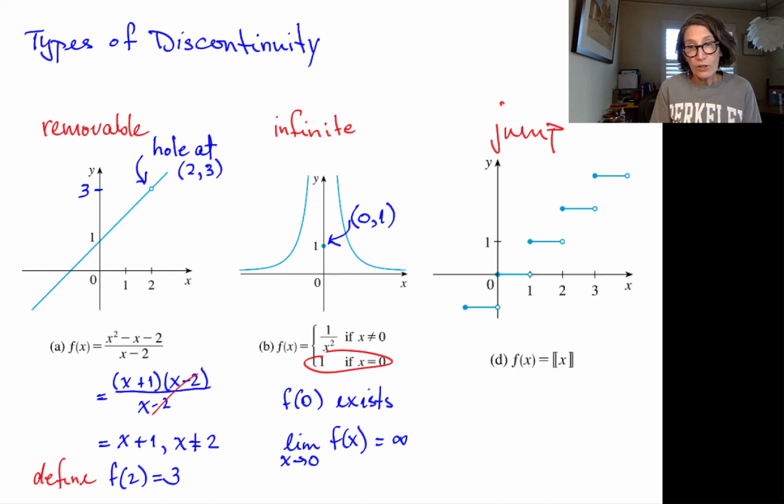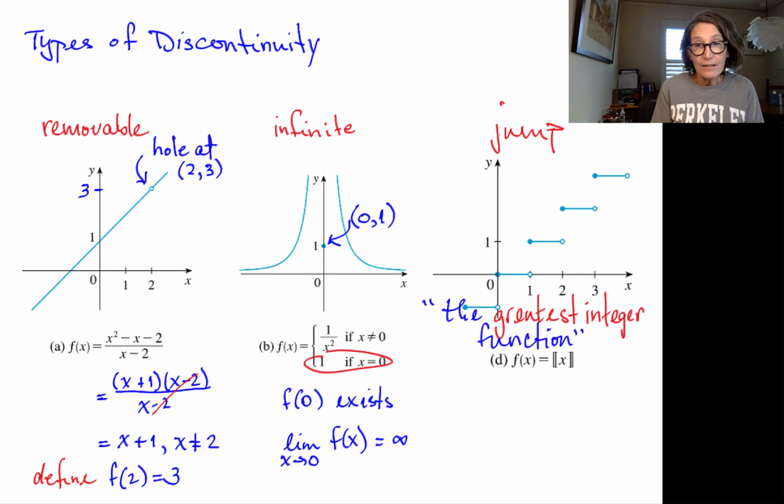This function is called a step function because it's a bunch of steps. And this particular one is called the greatest integer function. Step functions come up a lot in applications, especially in economics, physics, a lot of places. And this particular one is called the greatest integer function because it's defined for any real number x. F of x is equal to the greatest integer less than or equal to x.